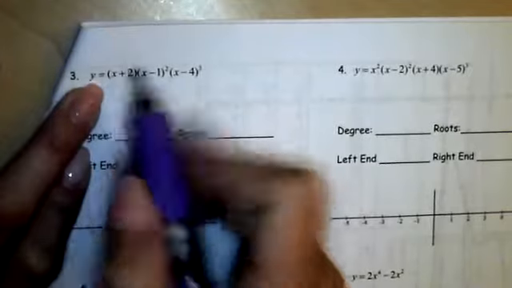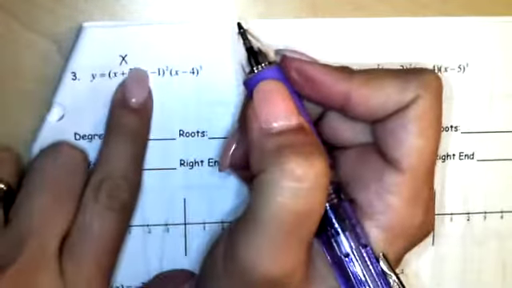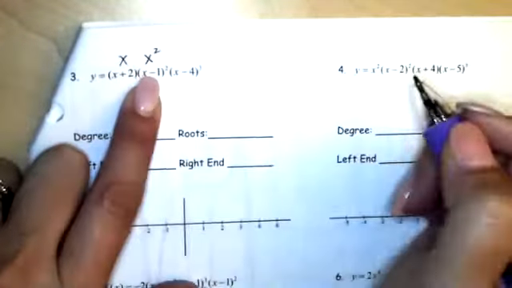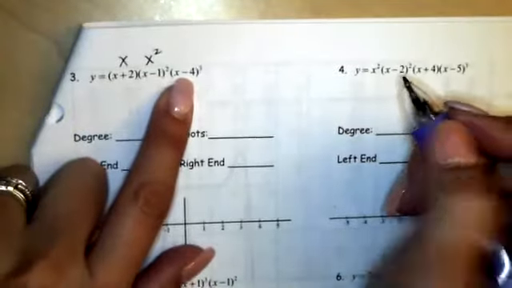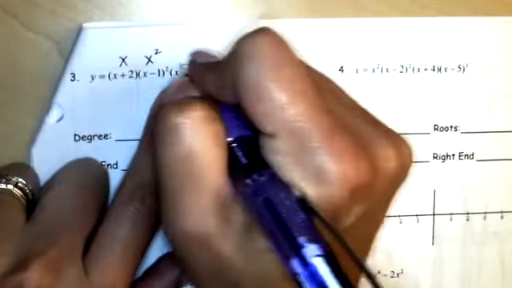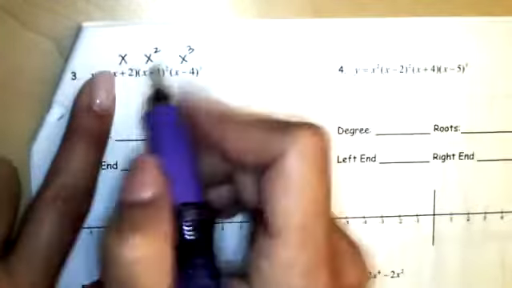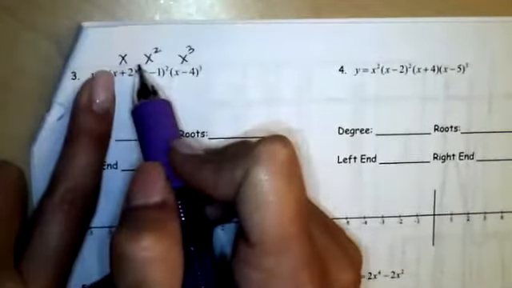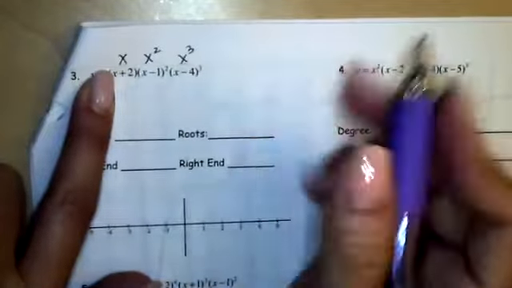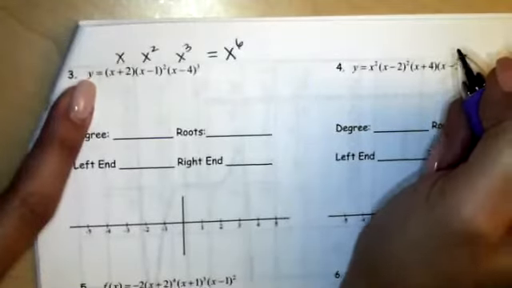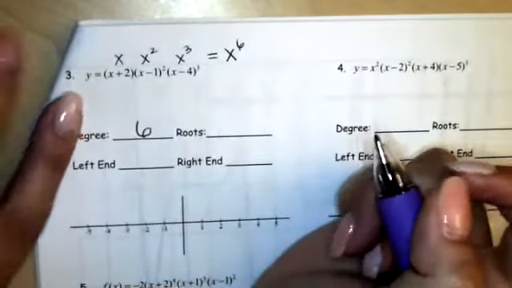So coming out of this parentheses, it would just be an x since there's no exponent. If I FOILed this out, I would end up with an x squared as my highest term. And if I multiplied x minus 4 times x minus 4 times x minus 4, because that's cubed, I would get an x cubed. And then when I multiplied these together, remember when you're multiplying these, you keep the base and add the exponent. So I would get x to the 6th power. That is going to be my term of highest degree. So my degree is 6.